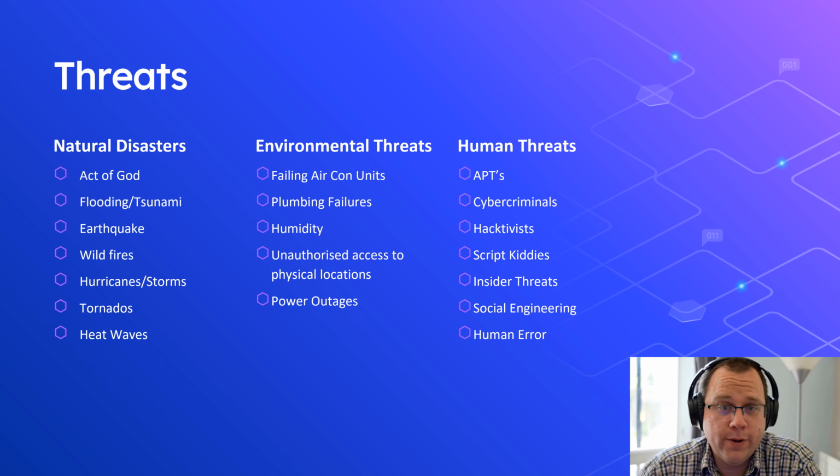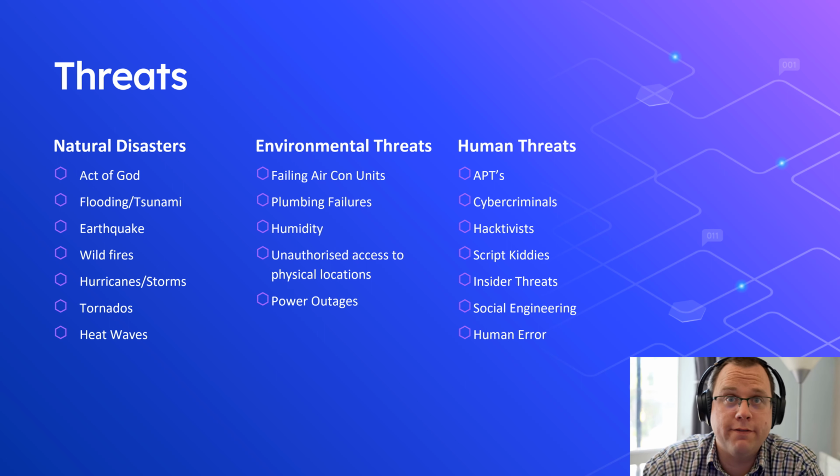So the whole point of cybersecurity is to reduce risks from threats. And threats come in 3 forms. They arise from natural disasters, environmental threats, or human threats, and I've listed a few examples of those there on the screen for you. Now, human threats account for around 80% of all cybersecurity threats.